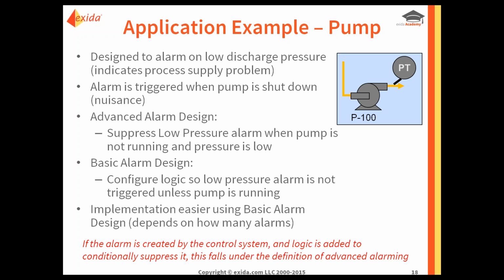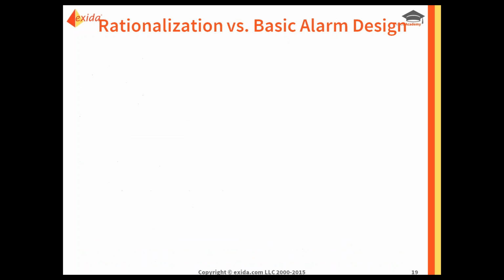So if the alarm is created by the control system and logic is added to conditionally suppress it, then that's advanced alarming. So just to make sure that that's clear, those are the differences between the two. In general, the recommendation would be to use basic alarm design techniques where possible, before moving to advanced alarm design. So now let's look at differences between the rationalization process and basic alarm design.